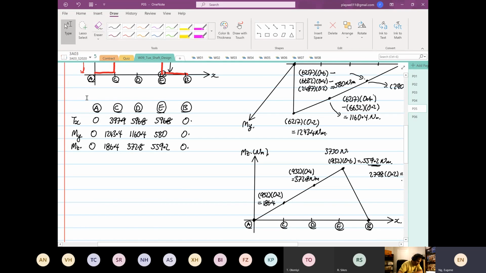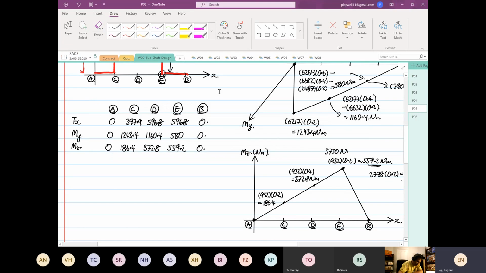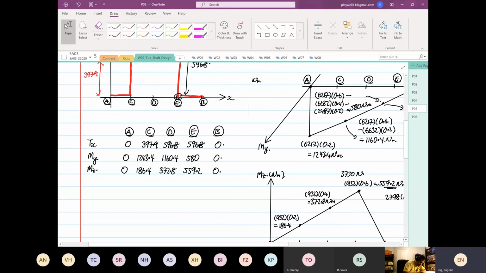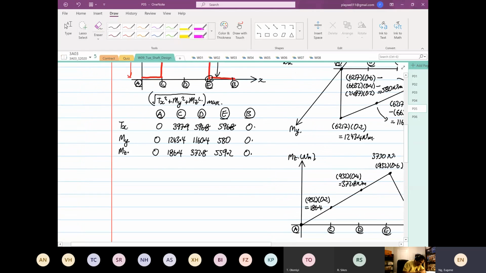Okay. So what we are trying to do over here, why we tabulate, is to find what is our maximum. We want to find Tx squared plus My squared plus Mz squared. We want to locate the maximum, because it's where your structure will fail.